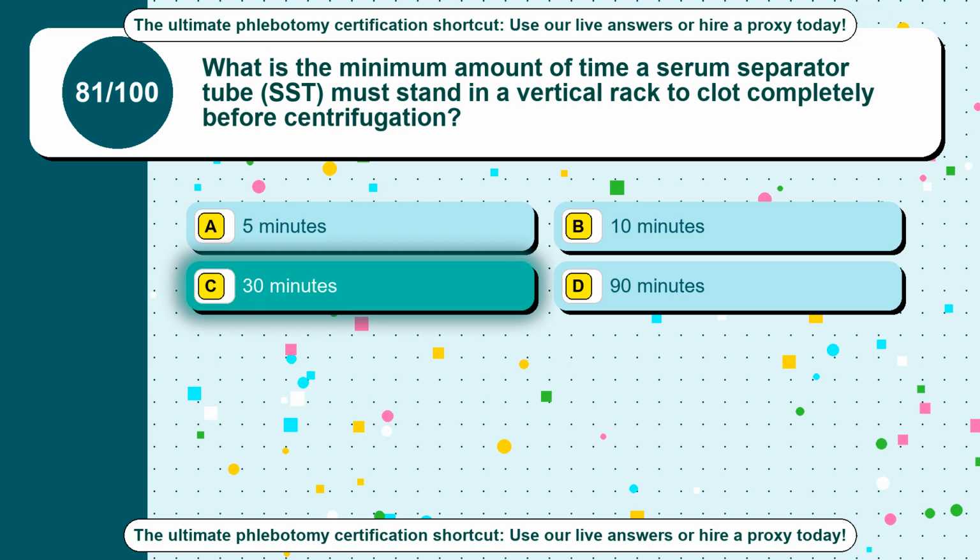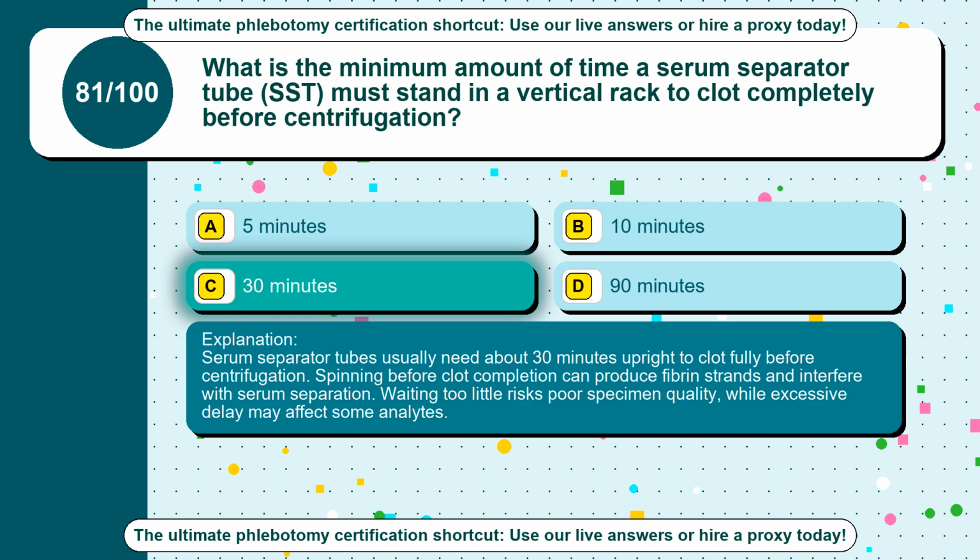The correct answer is option C, 30 minutes. Serum separator tubes usually need about 30 minutes upright to clot fully before centrifugation. Spinning before clot completion can produce fibrin strands and interfere with serum separation. Waiting too little risks poor specimen quality, while excessive delay may affect some analytes.